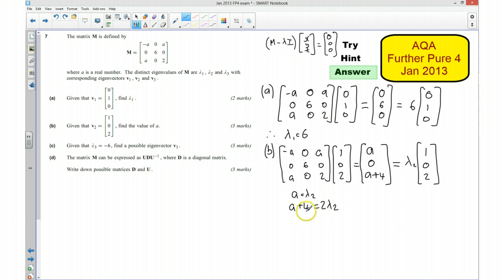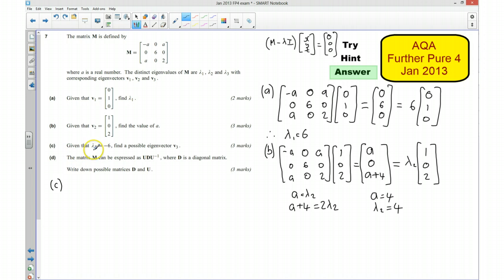Okay, so that tells me that the second eigenvalue must be 4, which means A must also be 4. So I'm going to write down A equals 4, and even though we've not been asked to find that right now, I'm going to say that my second eigenvalue is also going to be equal to 4.